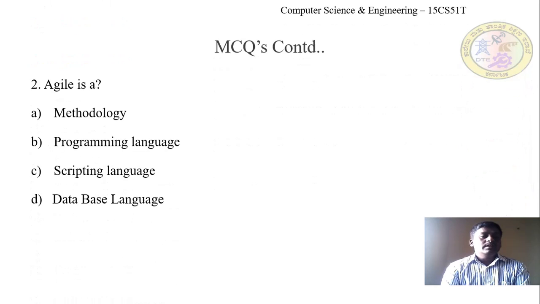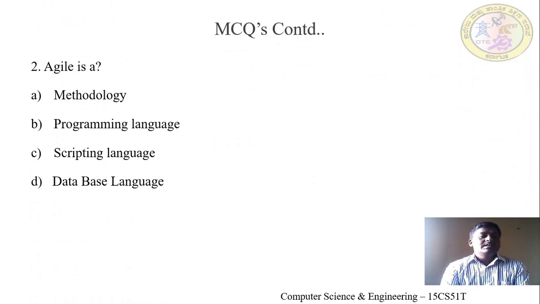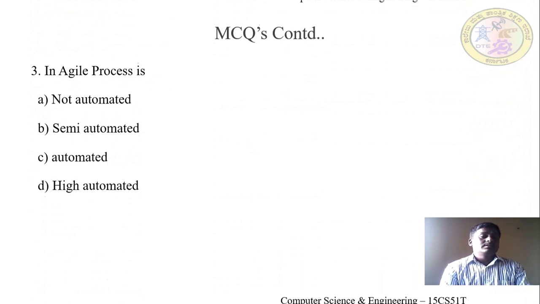Now we're going to see the second question. Agile is a: A, methodology; B, programming language; C, scripting language; D, database language. Agile is a methodology. It is not a programming language, a scripting language, or a database language.